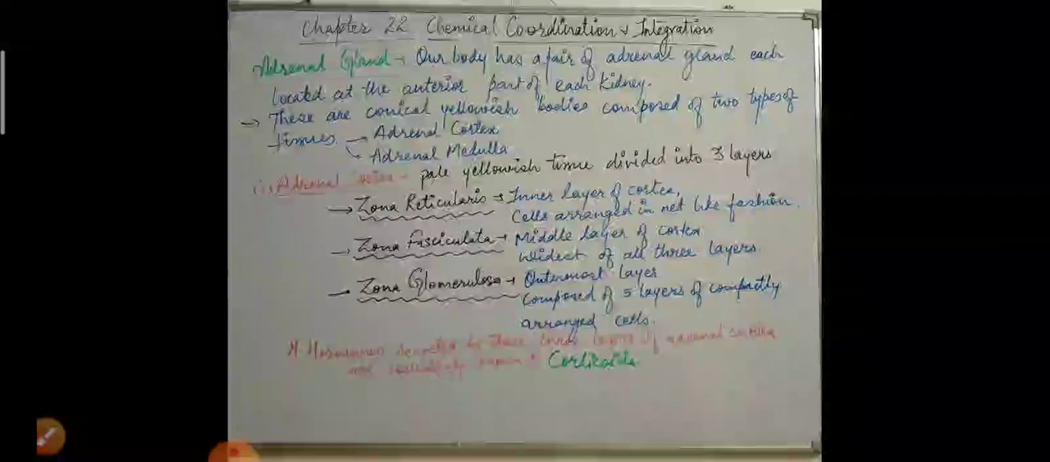These are conical yellowish bodies composed of two types of tissues. One is the adrenal cortex and the other is the adrenal medulla. The adrenal cortex forms the outer region and the medulla forms the inner region. First of all, we'll discuss the adrenal cortex. The adrenal cortex is pale yellowish tissue and it is divided into three layers.